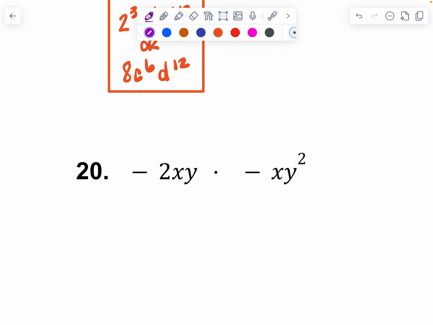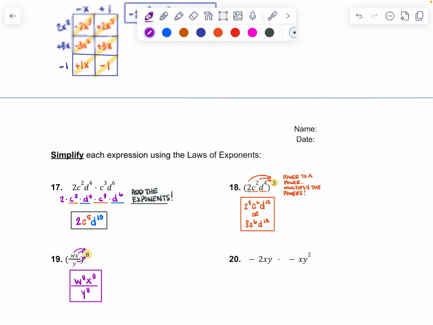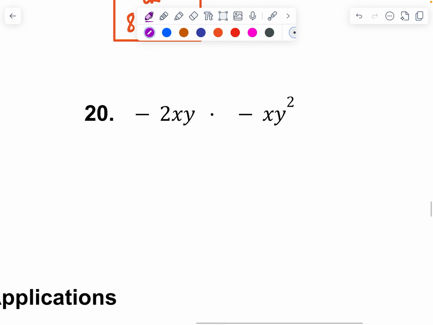All right, this one is again just like number 17, a straight up multiplication problem. And if it helps you, split all your factors up. This doesn't have to be the only multiplication dot, because this problem means -2 times x times y times, remember there's an understood -1 right there, times x times y squared. So if it helps you to split up and see all the little independent factors, now to simplify, you're just merging all the like bases together.